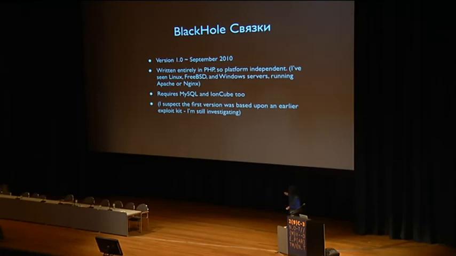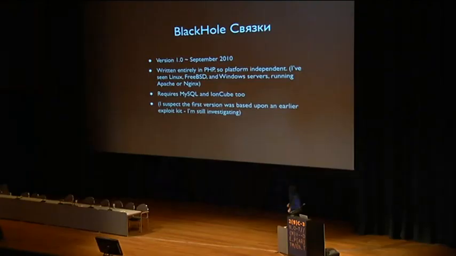It also has a dependency on MySQL for two things. It stores all the statistics about who gets exploited with what. And then it also does IP blacklisting, so that if Googlebot crawls it, it'll return something inoffensive rather than end up in Google Safe Browsing. So there's a big database of IP addresses as well. It's all stored in MySQL. The first version I also suspect was based on a previous exploit kit, but I haven't quite identified which one it is yet. They're all very, very similar, so it can be hard to tell.